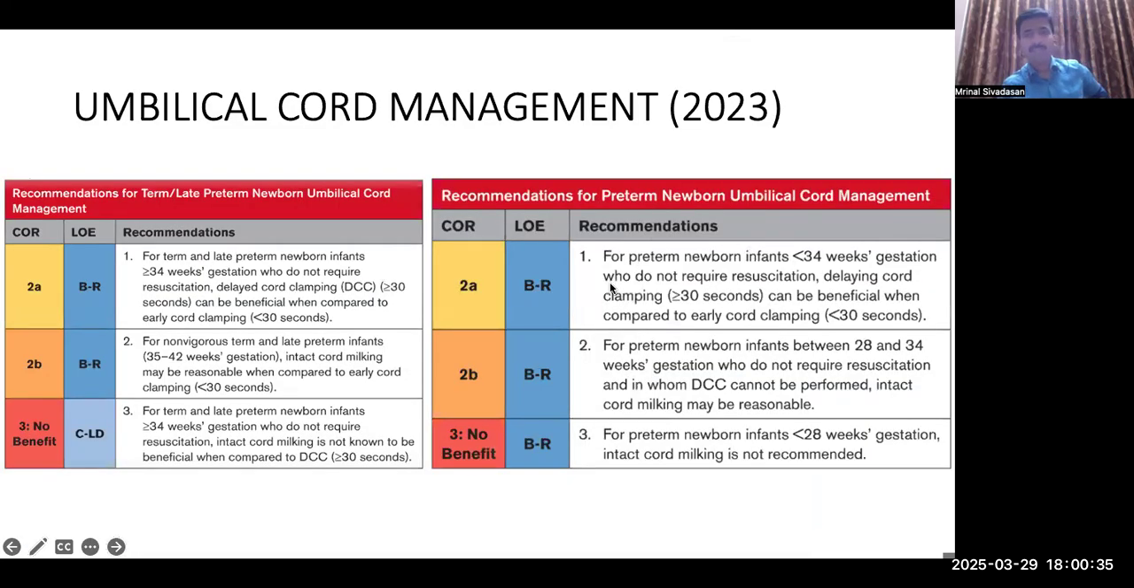The umbilical cord management recommendations are, for term babies more than 34 weeks or term resuscitation, delayed clamping can be done for more than 30 seconds or 1 minute. For preterm babies who do not require resuscitation, delayed cord clamping can be done. But between 20 to 34 weeks, who do not need resuscitation, intact cord milking can be done, and delayed cord clamping cannot be done. And for less than 20 weeks, intact cord milking is also not recommended.